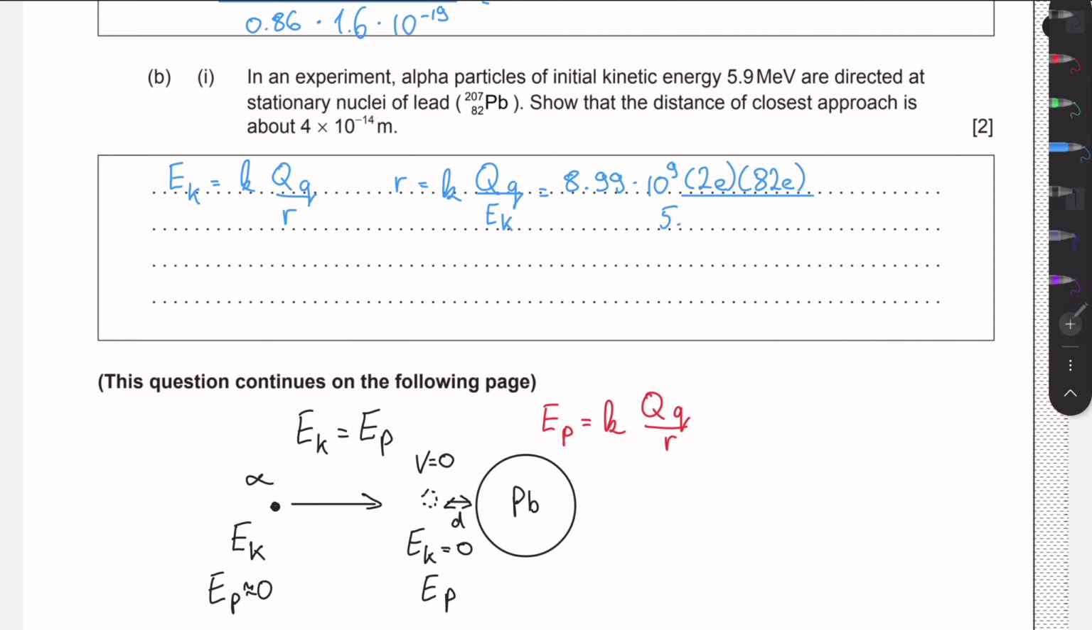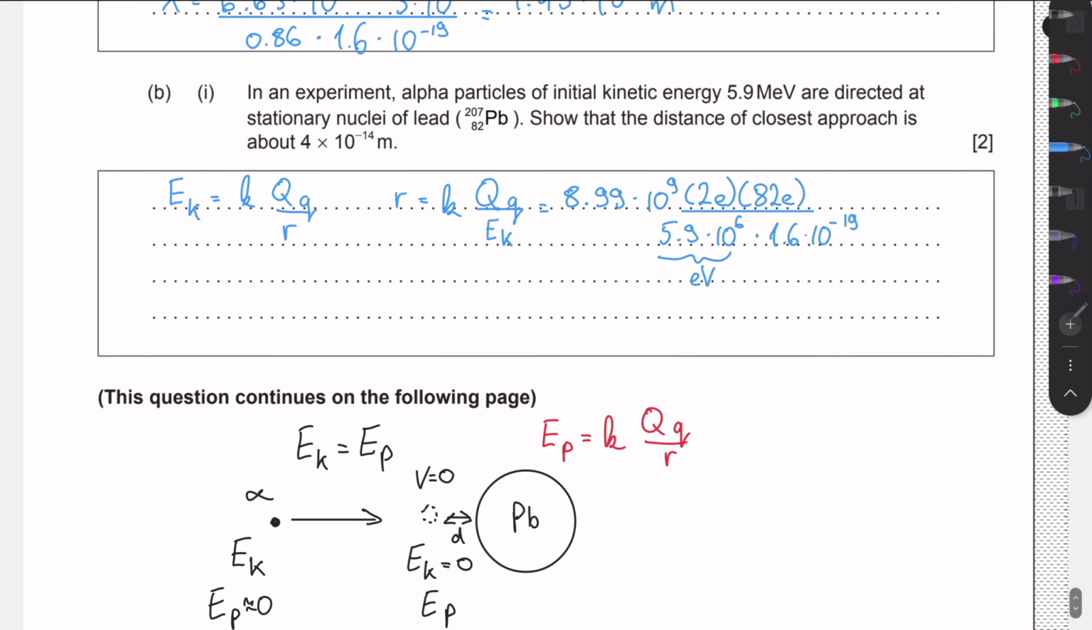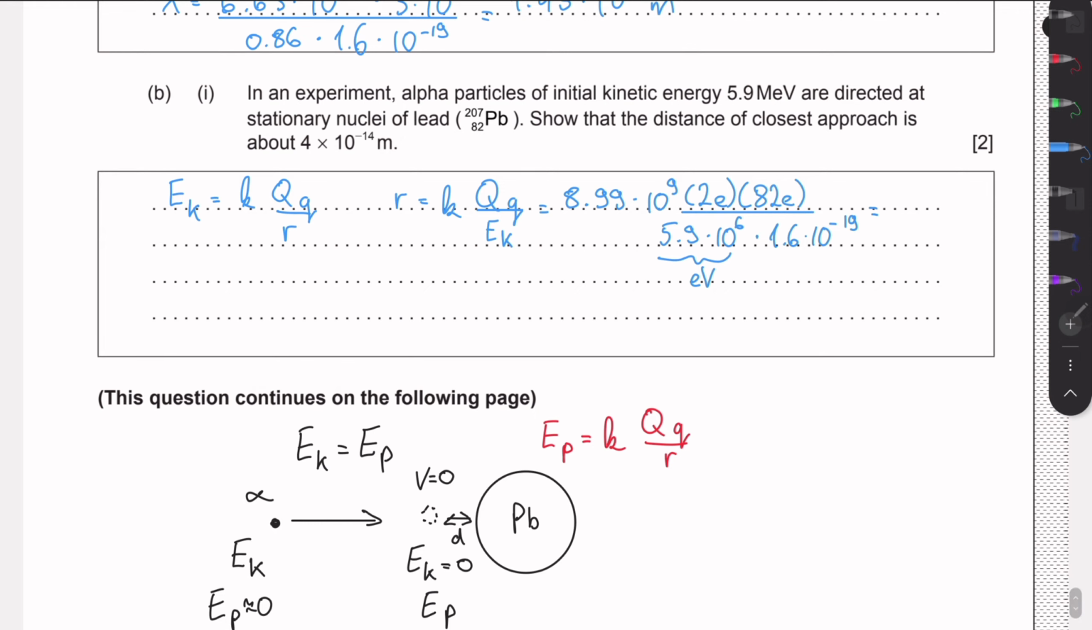So this will just be 5.9 times 10 to the 6. So this is how many electron volts we have, eV. And then we multiply this by another 1.6 times 10 to the minus 19, like this. And then this will be in joules. This will give us 3.99 times 10 to the minus 14 meters, which is indeed approximately 4 times 10 to the minus 14 meters.